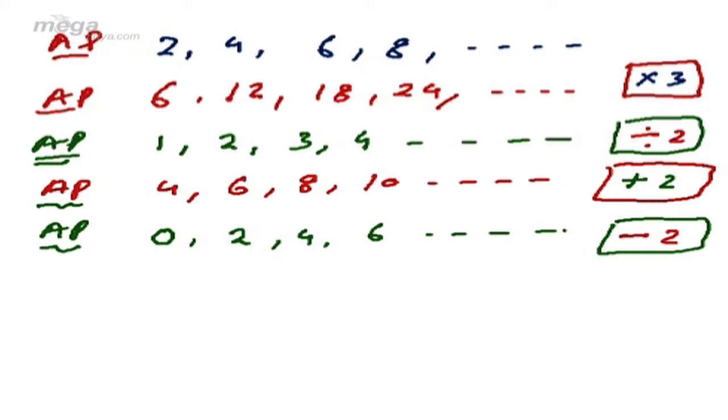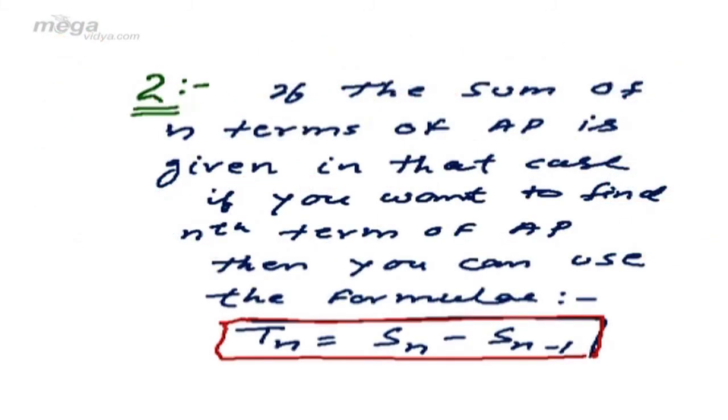If you add, subtract, multiply, or divide in any AP, the series or sequence remains in AP. For example, here you multiply by 3, that is in AP, again divide by 2, again this sequence is in AP. I taught you the first property: if an AP is given and you add, subtract, multiply, or divide by any number, the series remains in AP. But today I will tell you about the second property, that is property number 2.